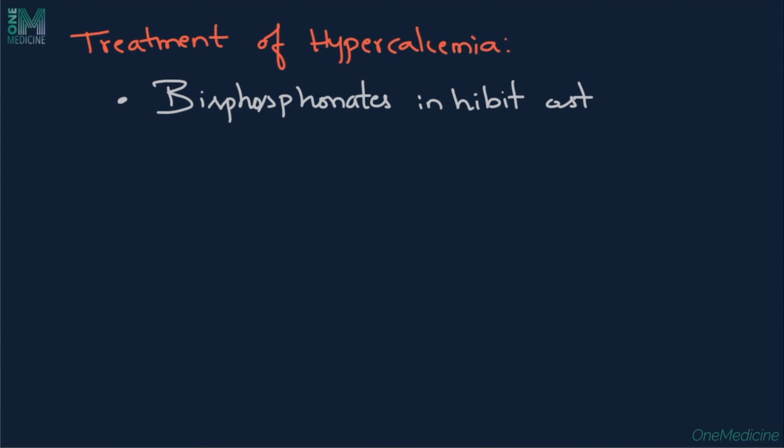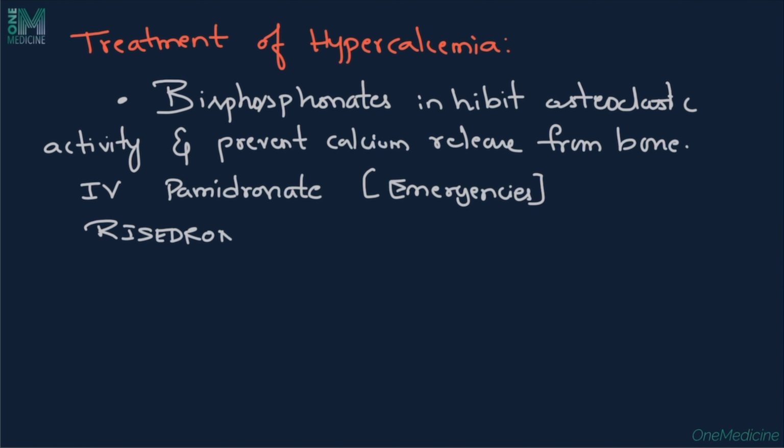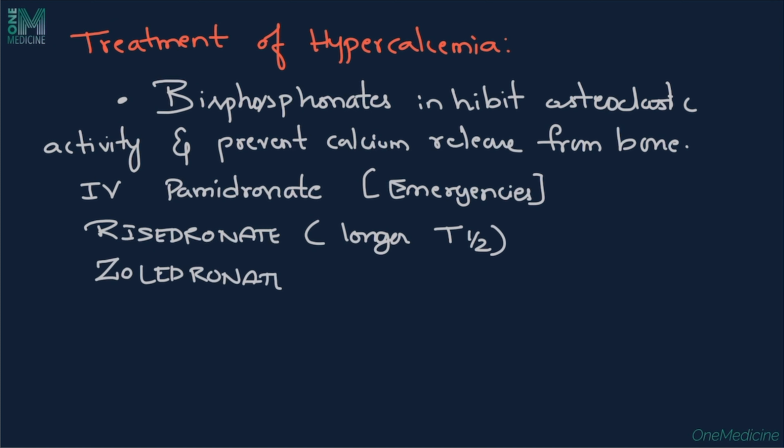Bisphosphonates inhibit osteoclastic activity and prevent calcium release from the bone. Intravenous pamidronate is commonly used in emergencies. Patients with chronic severe hypercalcemia may benefit from a bisphosphonate with a longer half-life, for example, risedronate or zoledronic acid.